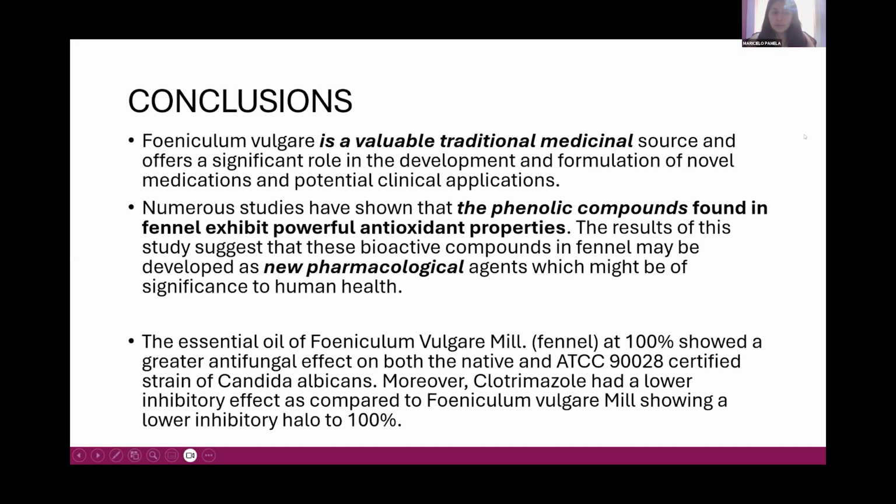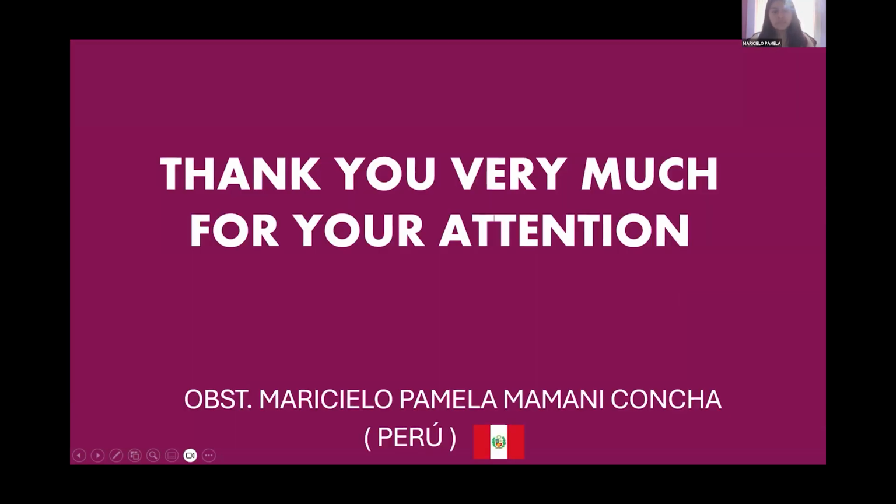Numerous studies have shown that phenol compounds found in fennel exhibit powerful antioxidant properties. The results of these studies suggest that this plant may be developed into a new pharmacologic agent which may be used without significant harm to human health. Thank you very much for your attention.